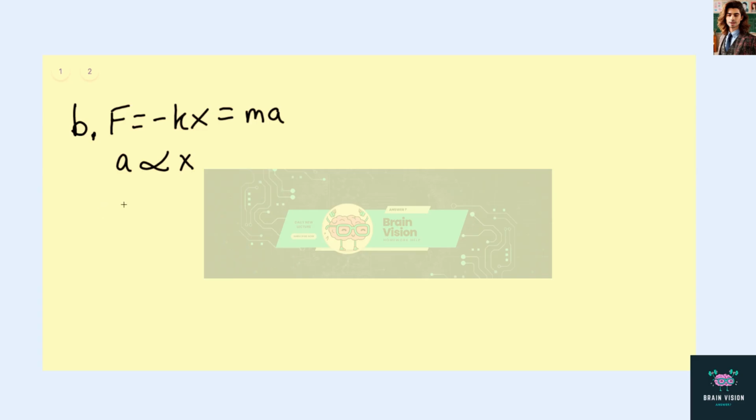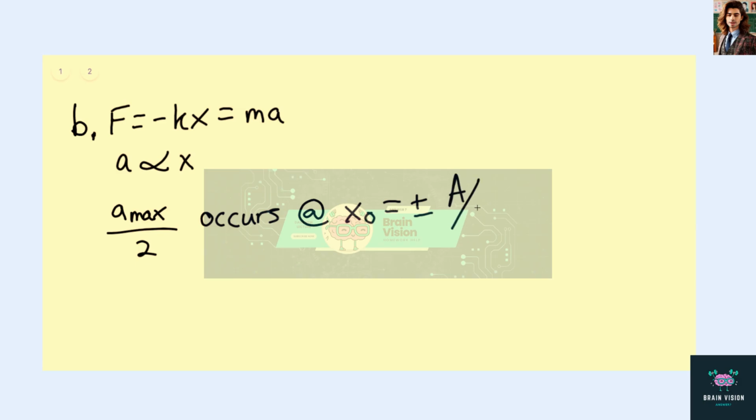So the acceleration will have half of its maximum value, so we can say a max over 2 occurs at x naught equaling plus or minus a over 2.